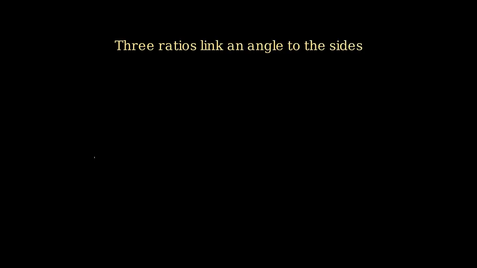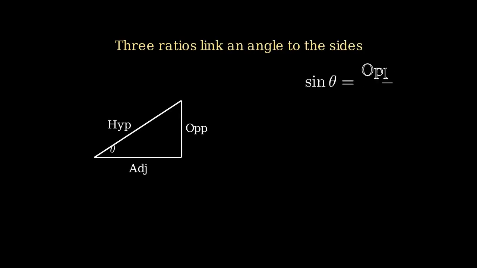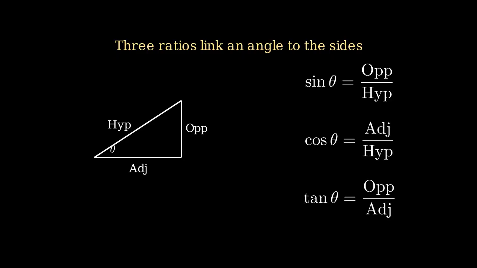In a right-angled triangle, for a given angle theta, there are three key ratios: sine theta equals opposite divided by hypotenuse, cosine theta equals adjacent divided by hypotenuse, and tangent theta equals opposite divided by adjacent.